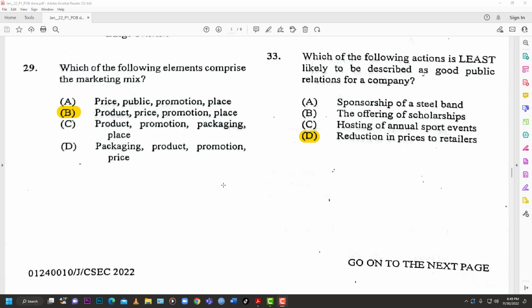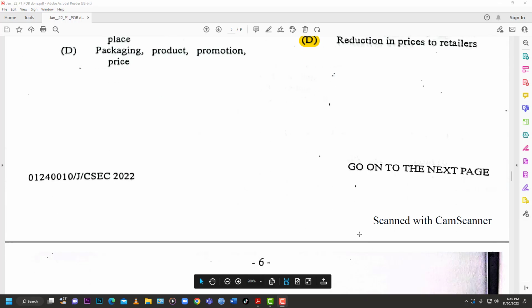Reduction in prices to retailers. Sponsorship of a steel band, that's PR. That's good PR. Offering a scholarship, that's good PR. Hosting of annual sport events, that's good PR, right? You see right now the World Cup going on. You see all them sponsorships going on. You see Hisense for the TV. You see Budweiser for the beer. You see a whole lot of sponsorship and those kinds of things. So D is the answer for 33.